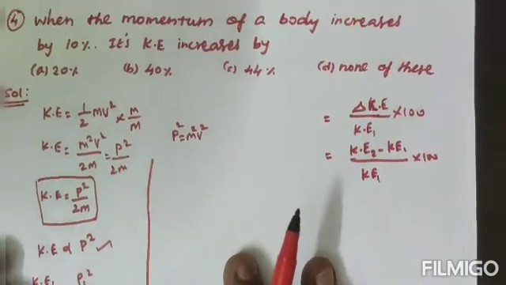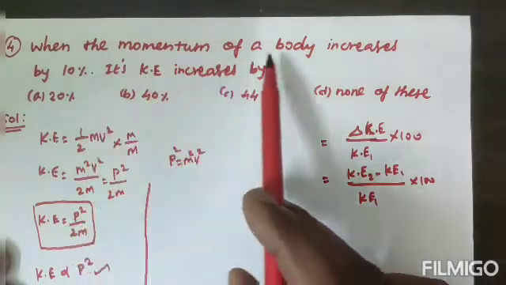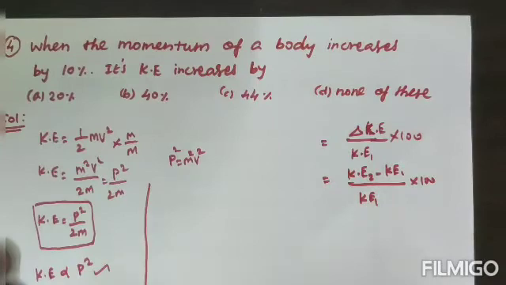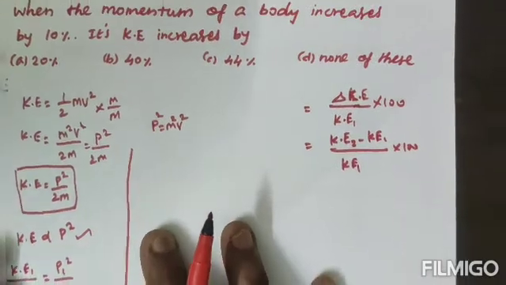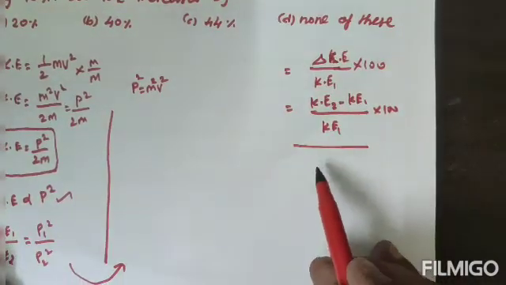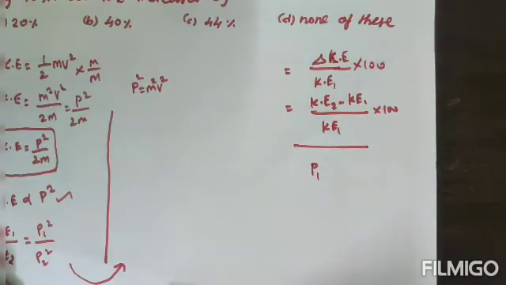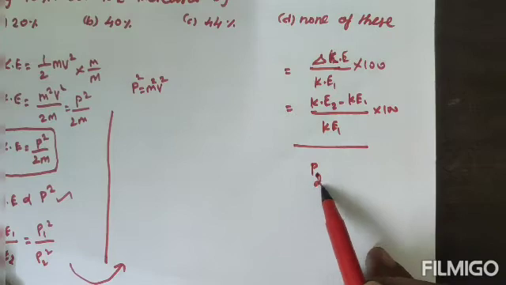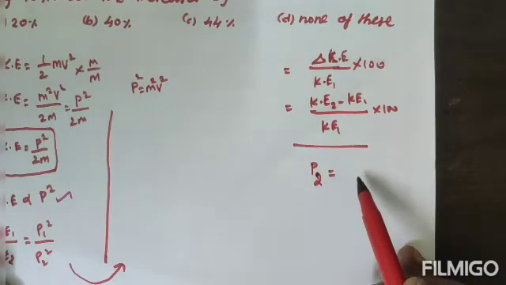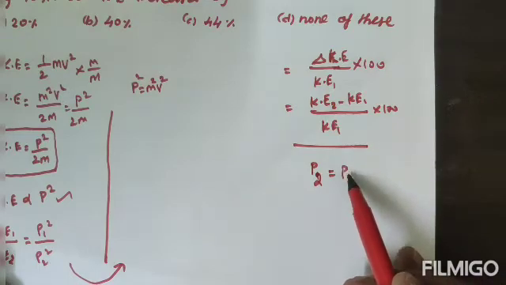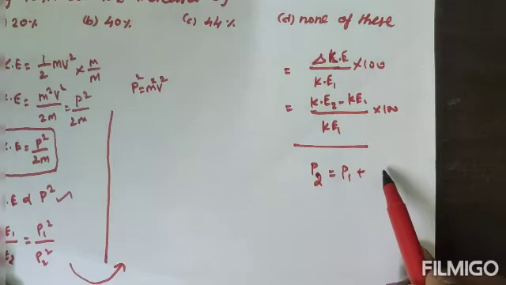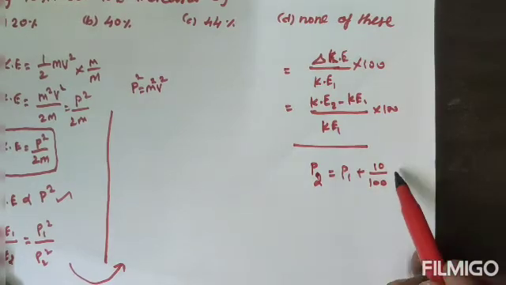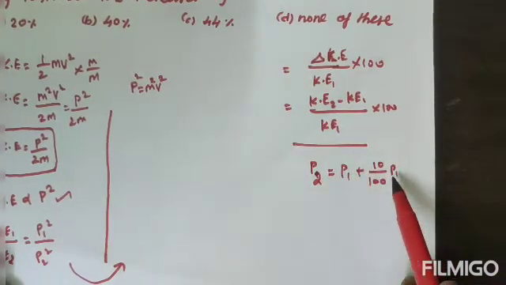So what are the changes in this question? In this question, the momentum of the body increases by 10%. Initially some momentum is there, but the final momentum is 10% increased from the initial momentum. So how can we write? Initial momentum is P1. Final momentum is P2. P2 means initial momentum plus 10% of initial momentum. So this combination only is the final momentum.